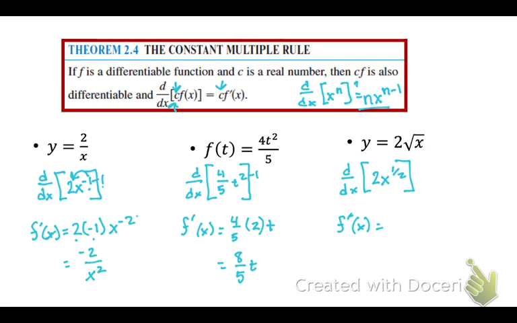Okay, so 2 times 1/2 is... I'm going to minus 1, so negative 1/2. So 2 times 1/2 is 1. So that gives me 1 over x to the 1/2. Can I leave a rational number in the denominator? No. So I got an x to the 1/2 and x to the 1/2. So that gives me the square root of x over x.